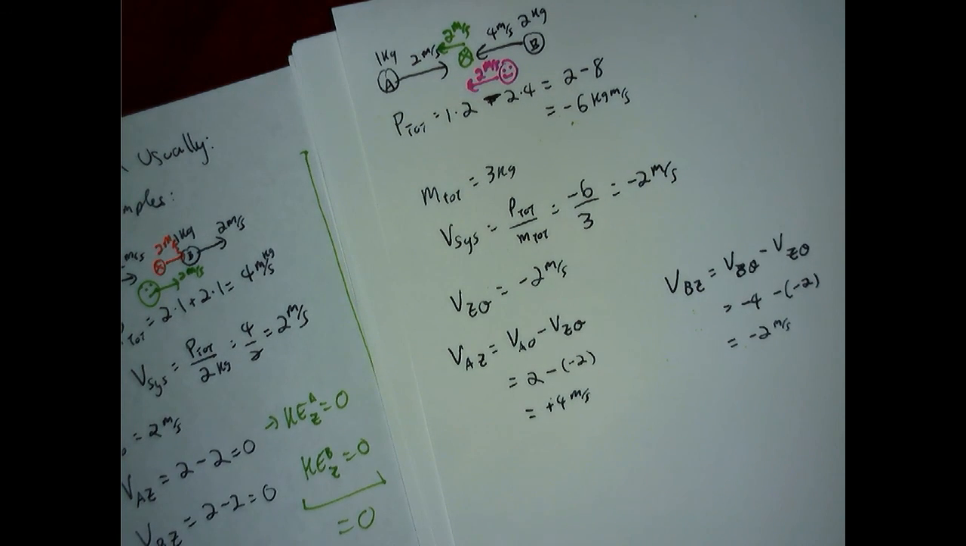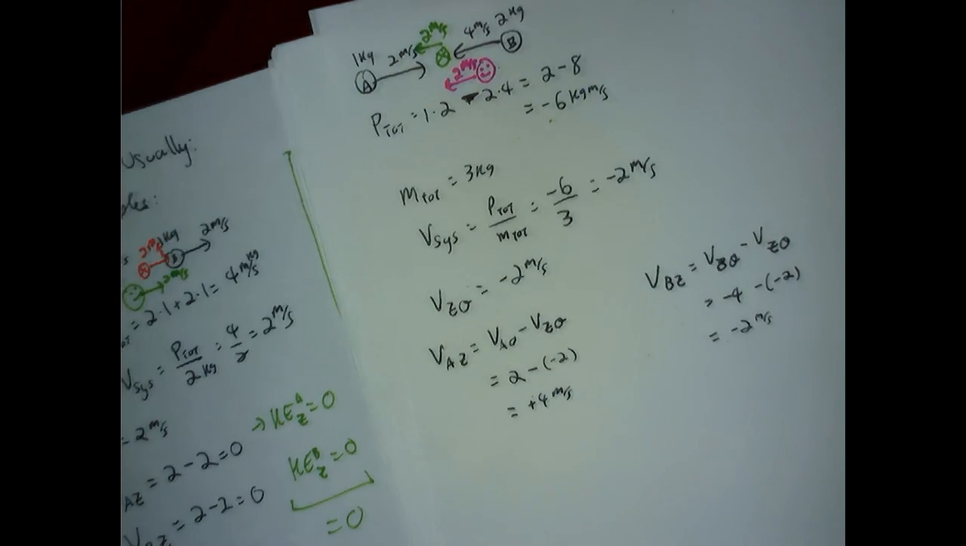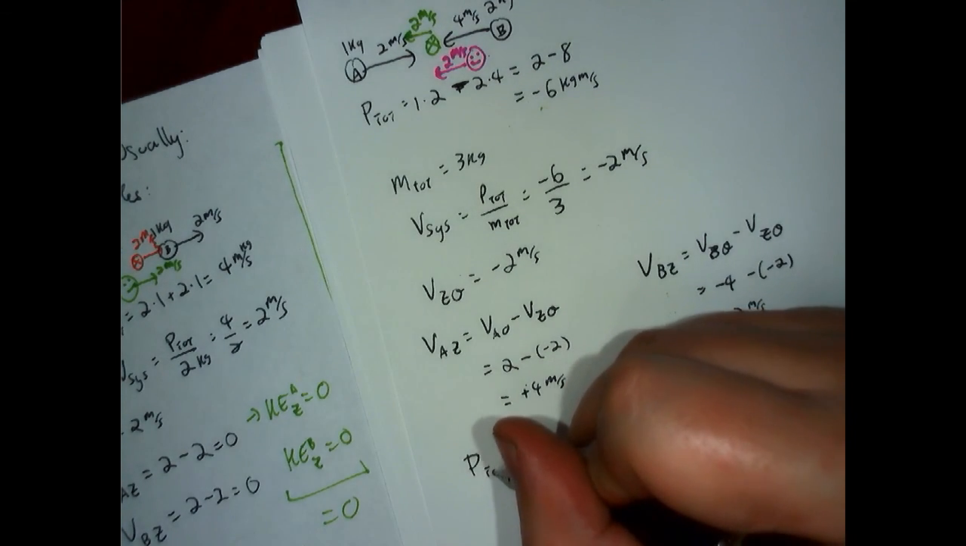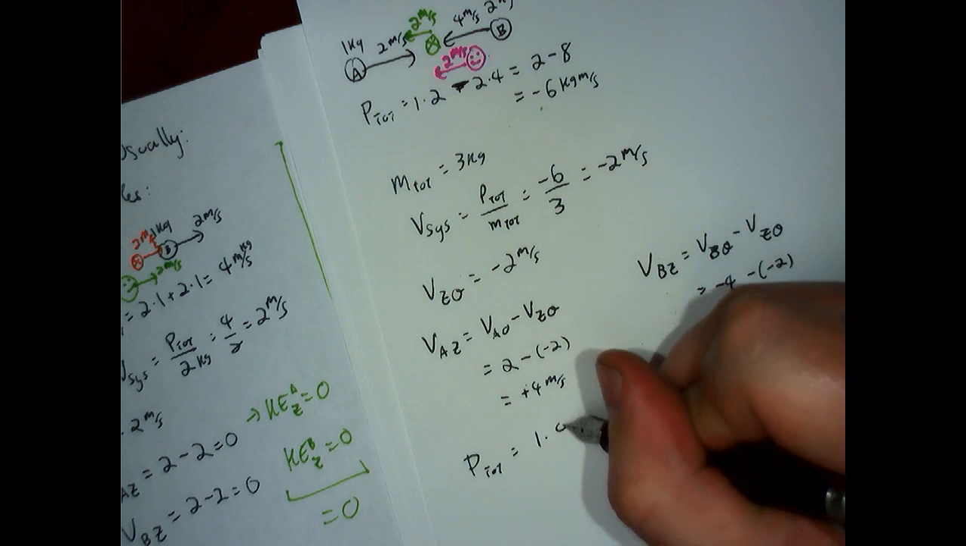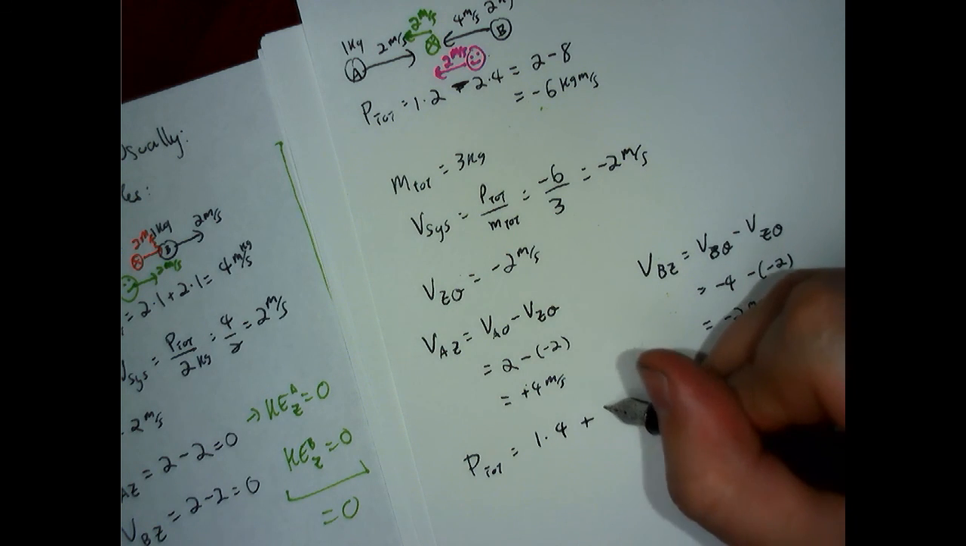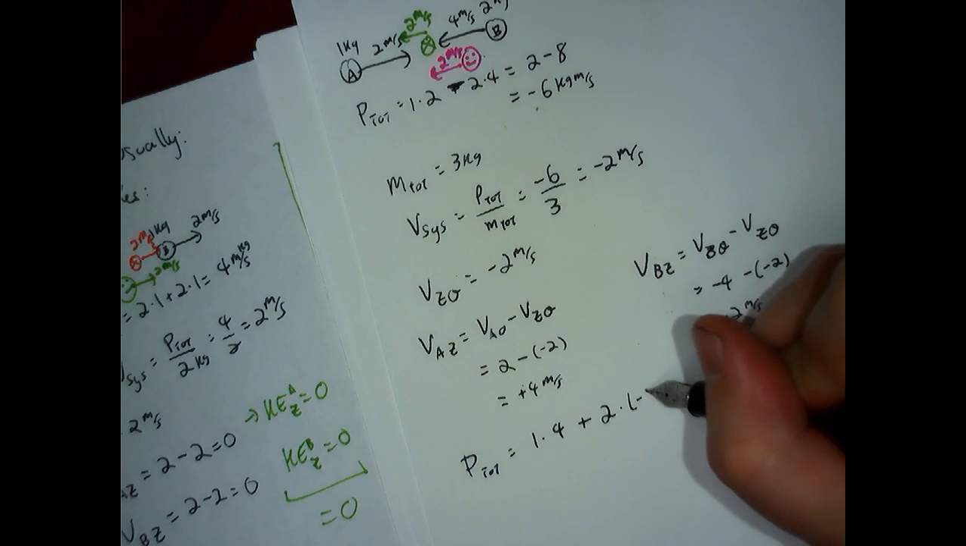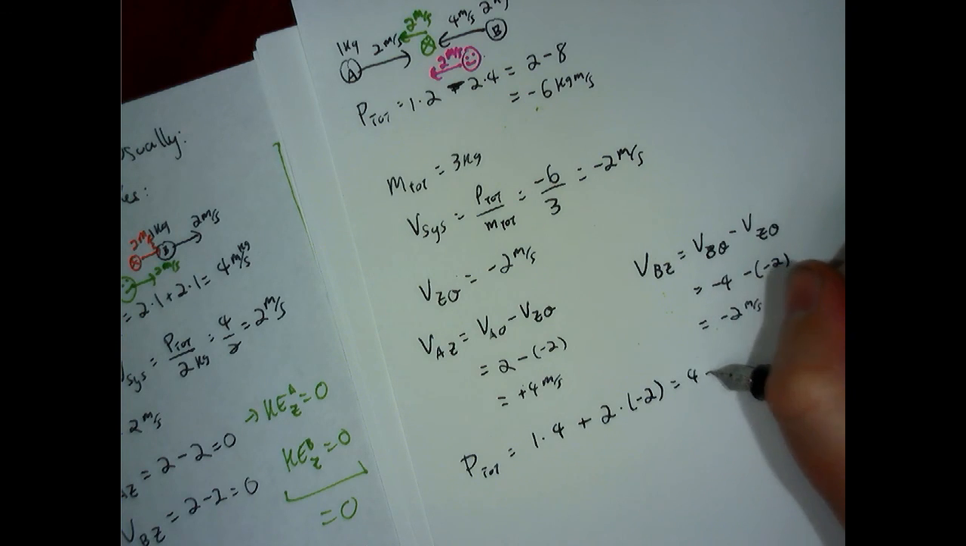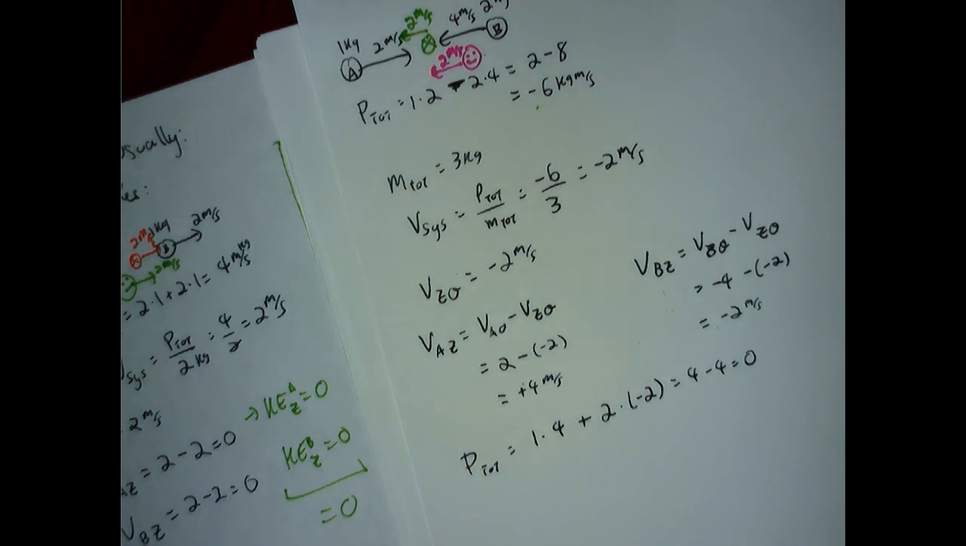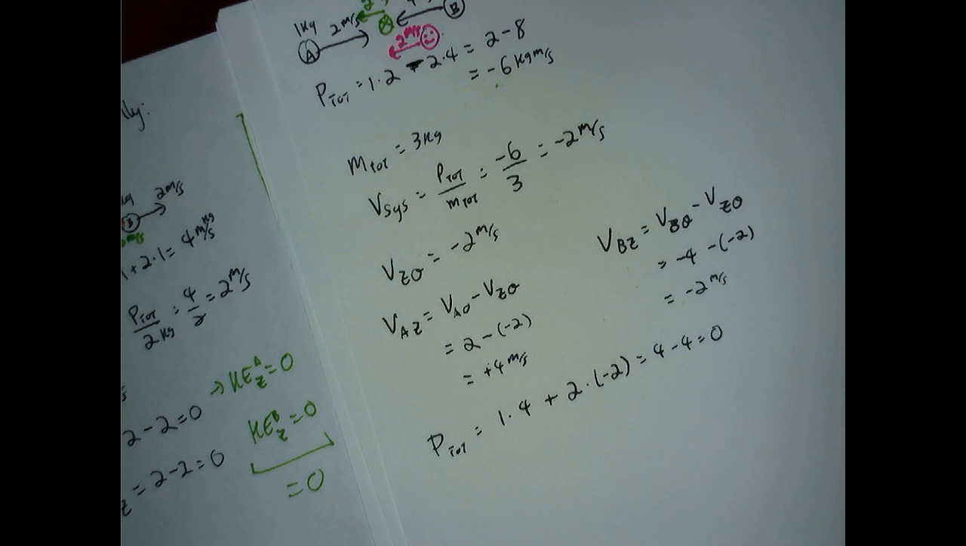So relative to this pink dude, the zero reference frame, the total momentum is going to be 1 kilogram times 4 plus 2 kilograms times minus 2. So that's 4 minus 4, which is equal to 0. The total momentum is 0, and that's why they call it the zero momentum reference frame.